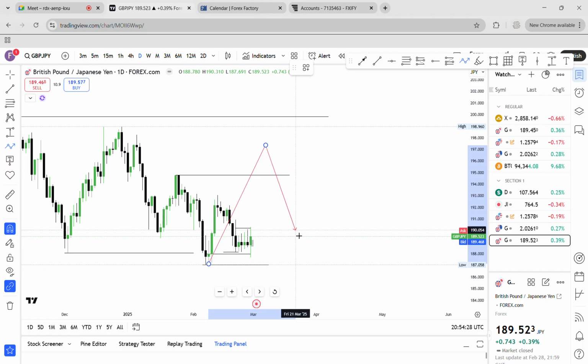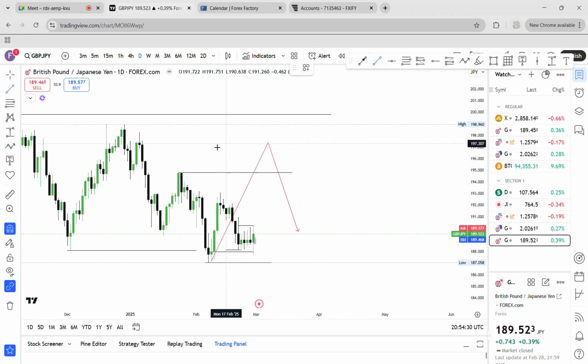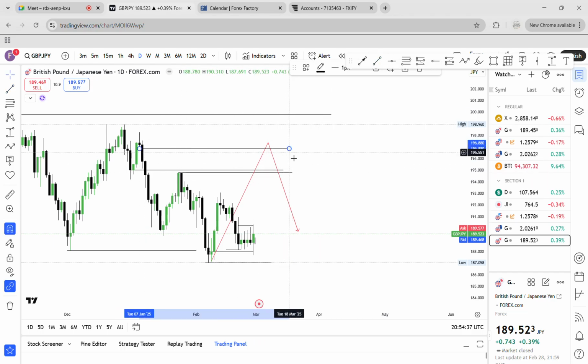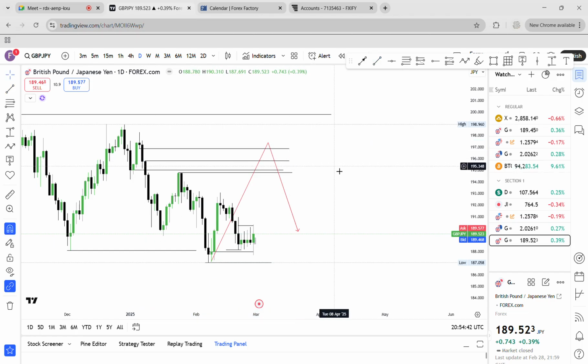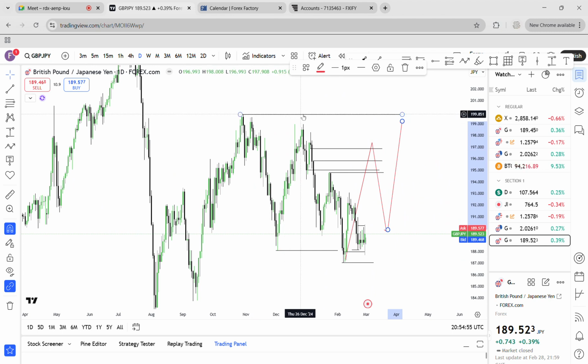Then we might see a pullback because we have an area right here. Has this area been seeked? No. Neither has this fair value gap area. This area will only push price. Price will only react from this whole area to push price back down, to then probably continue going higher, because this is the highest time frame high. We need this high somehow.